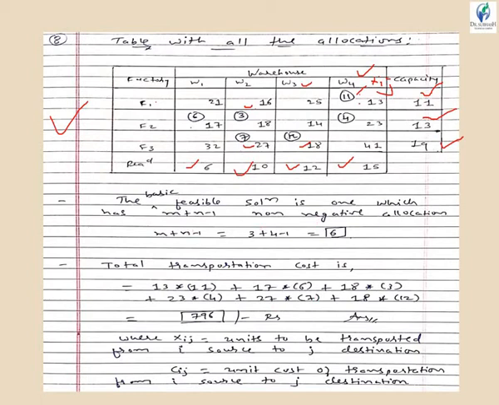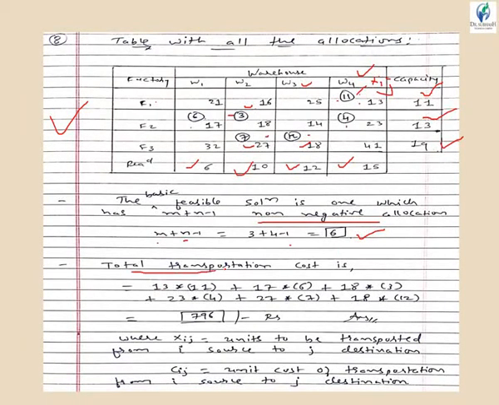So the basic feasible solution is one which has m plus n minus 1 non-negative allocations. m stands for rows, n stands for columns. We can see from the table there are a total of 6 allocations: 1, 2, 3, 4, 5 and 6. So this has 6 allocations, and this problem is said to have a basic feasible solution.